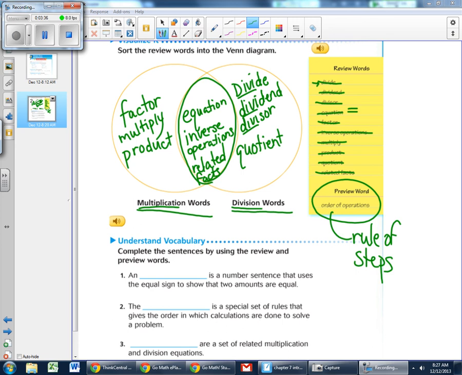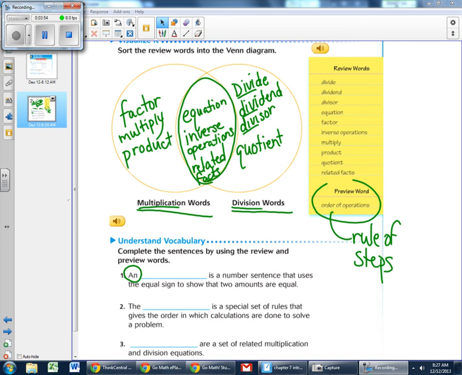Okay, looking down at the bottom, complete the sentences by using the review and preview words. The word "an" tells me my word is going to start with a vowel. It doesn't say "a," so we know that it's going to start with a vowel. Blank is a number sentence that uses the equal sign to show that two amounts are equal. So we talked about that. I actually drew it up above. Equal sign means equation.